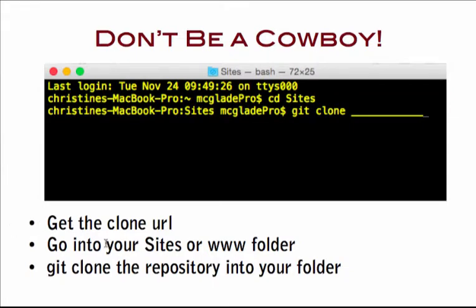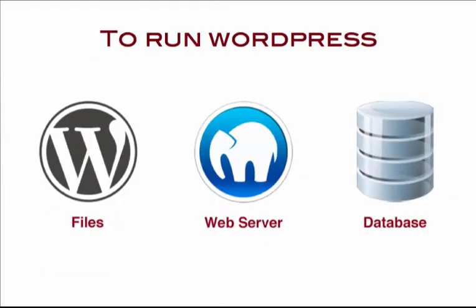Now, if you don't know what I mean by root directory, you can hold off on doing that procedure for a minute or two because we're going to look at what we mean by that right now. So to run WordPress on your computer, you need three things. You need all the files that make up the application, and you need a web server, and you need a database. We'll go back to the files and the database in a moment. Right now, we're just going to talk about the web server.